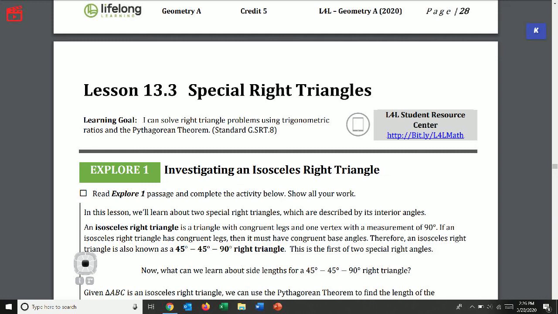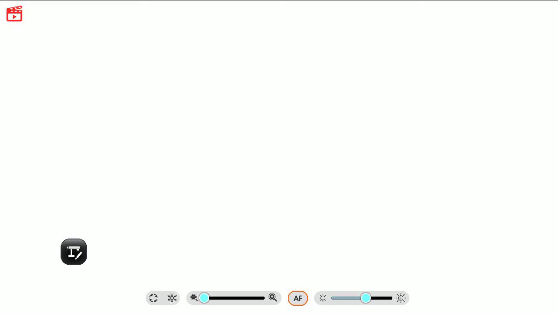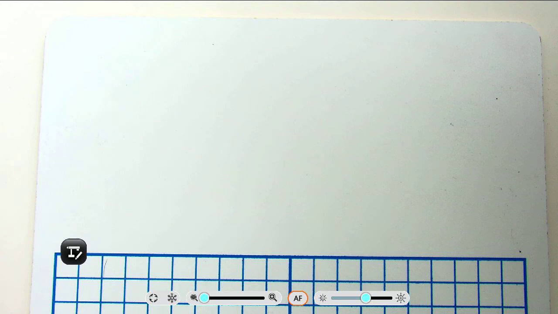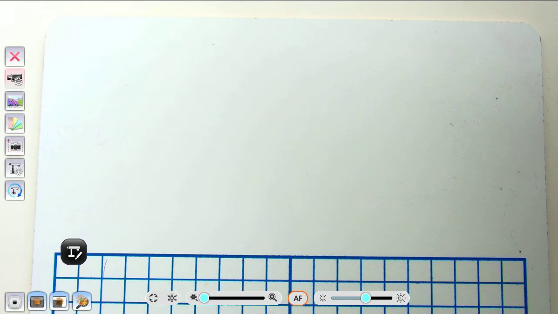Before we actually get into this, let's do a quick review of what a right triangle is, how we use the Pythagorean theorem, and then we can talk about the special right triangles. So let me switch this to project. Okay, so let's talk about what a right triangle is.